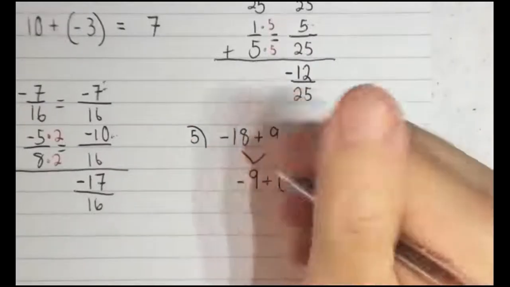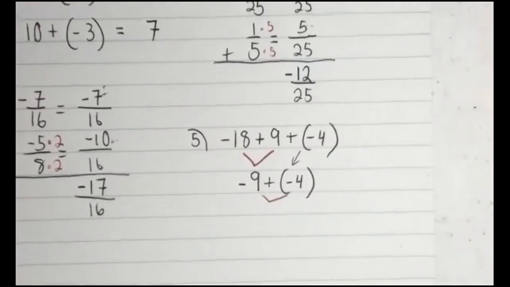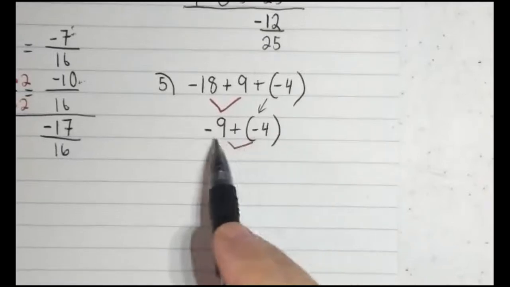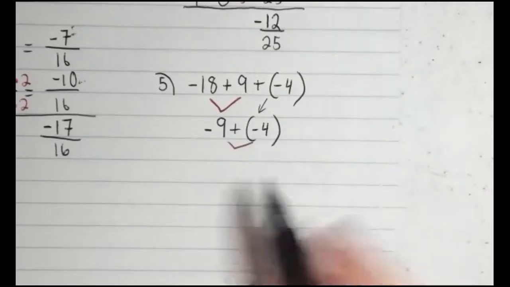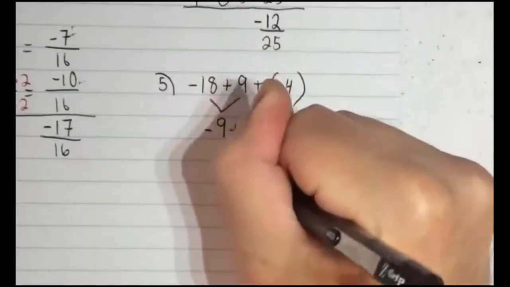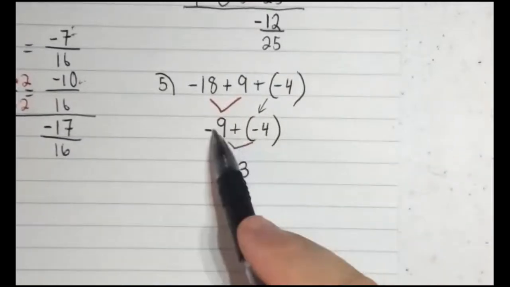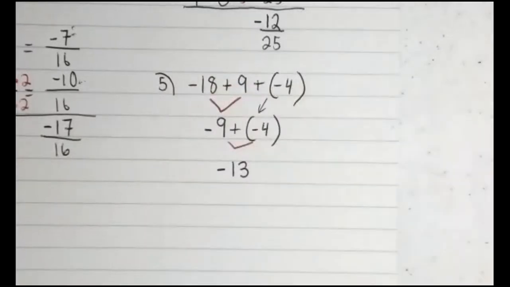Okay, so this would obviously be the next thing we do. We are taking a negative 9 and adding it to negative 4. Are the signs the same or different? Signs are the same. The rule is when they're the same, you add. 9 plus 4 would give me 13. And again, since they are both negative, our answer is also negative.